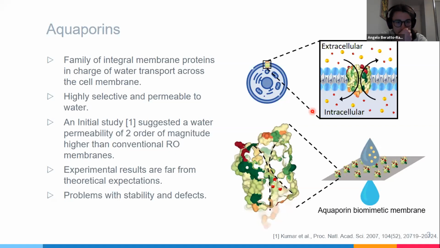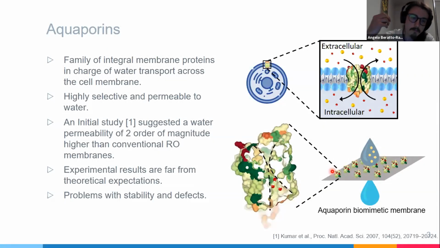Some initial studies suggested, based on the water permeability of vesicles with aquaporins, that this membrane could achieve a permeability around 2 orders of magnitude higher than conventional reverse osmosis membranes. This is a little bit exaggerated because it comes from a wrong extrapolation. Until now, the experimental results are far from the theoretical expectations. Most of the studies point to problems related to membrane stability or defects in the surface of the membrane.